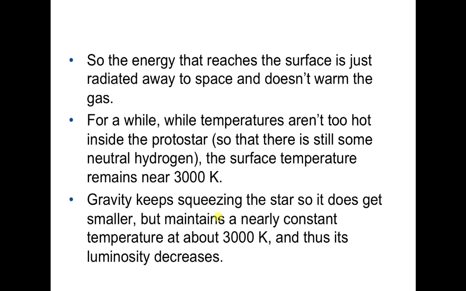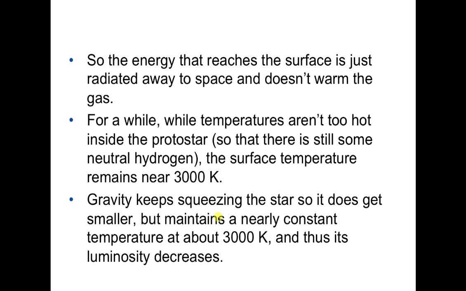It reaches the surface in these hydrogen ions and leaves the surface without warming the gas. And so for a while the temperatures aren't too hot inside the protostar, so there's still some neutral hydrogen. The surface temperature remains at about 3,000 Kelvin, and gravity will keep squeezing the star. So the surface remains at about 3,000 Kelvin, but the star itself becomes a little smaller and a little smaller.